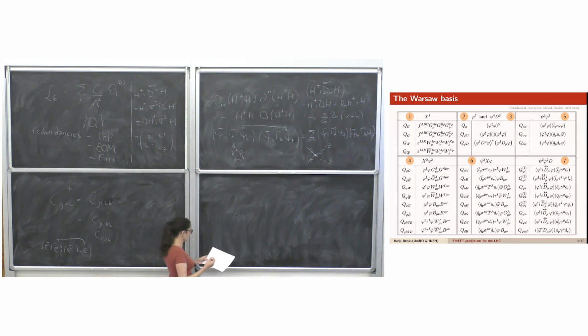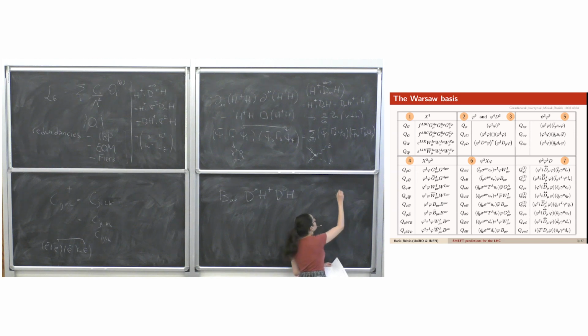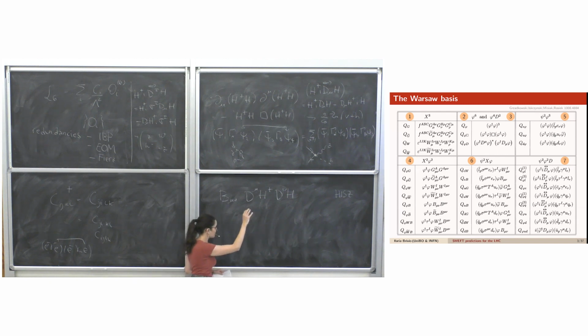And there is one example that could be quite instructive. There are two operators that you could write down. I'm going to write down only one of them, which is, for instance, this. You have B_μν, a covariant derivative of H dagger, and D_ν of H. This is not part of the Warsaw basis, I can tell you. It is part of a basis called HISZ, which is Hagiwara, Ishihara, Szalapski, and Zeppenfeld. It's one of the bases that were proposed some time before. This is something that produces triple gauge couplings.